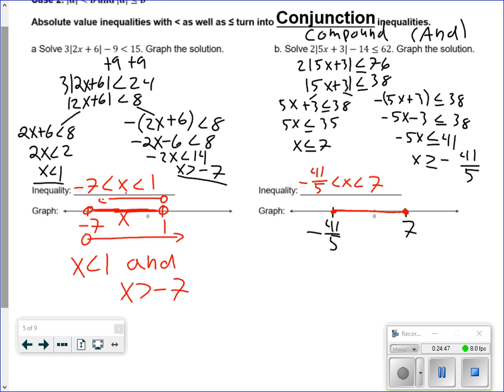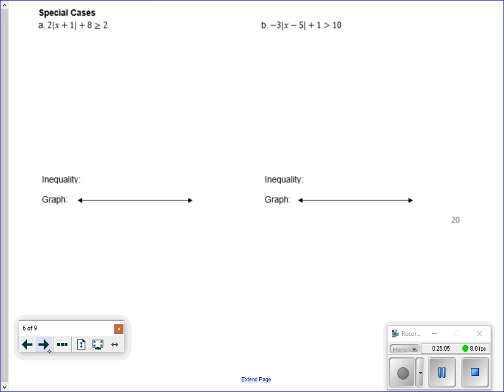You want all x values less than 7, but also greater than negative 41 over 5. So any x value inside that range is going to be less than 7 and greater than negative 41 over 5, and that's going to give you the compound inequality right there. All right, so let's keep going.